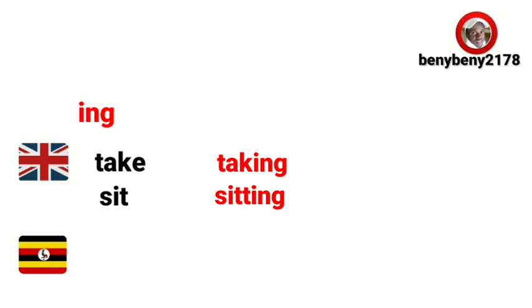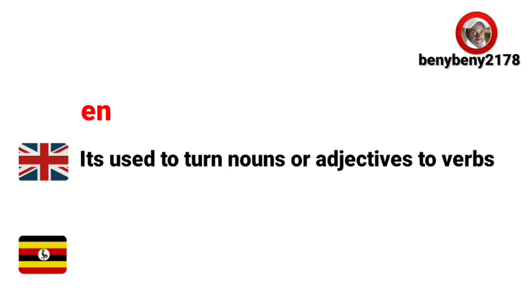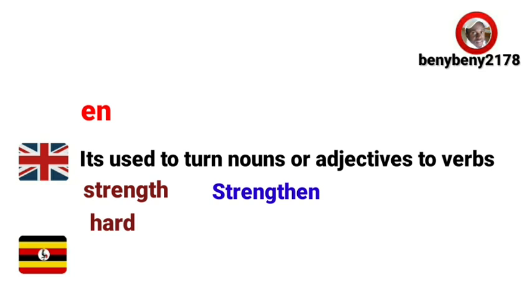Okay, let's proceed. En. It's used to turn nouns or adjectives to verbs. An example, strength to strengthen. Hard to harden.